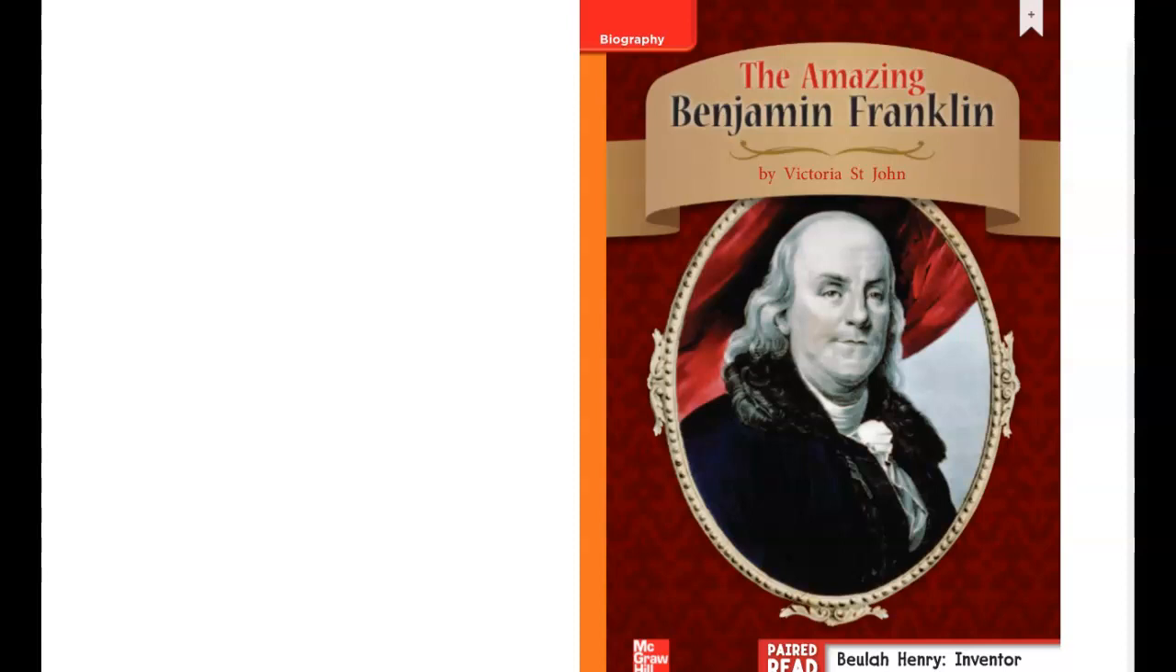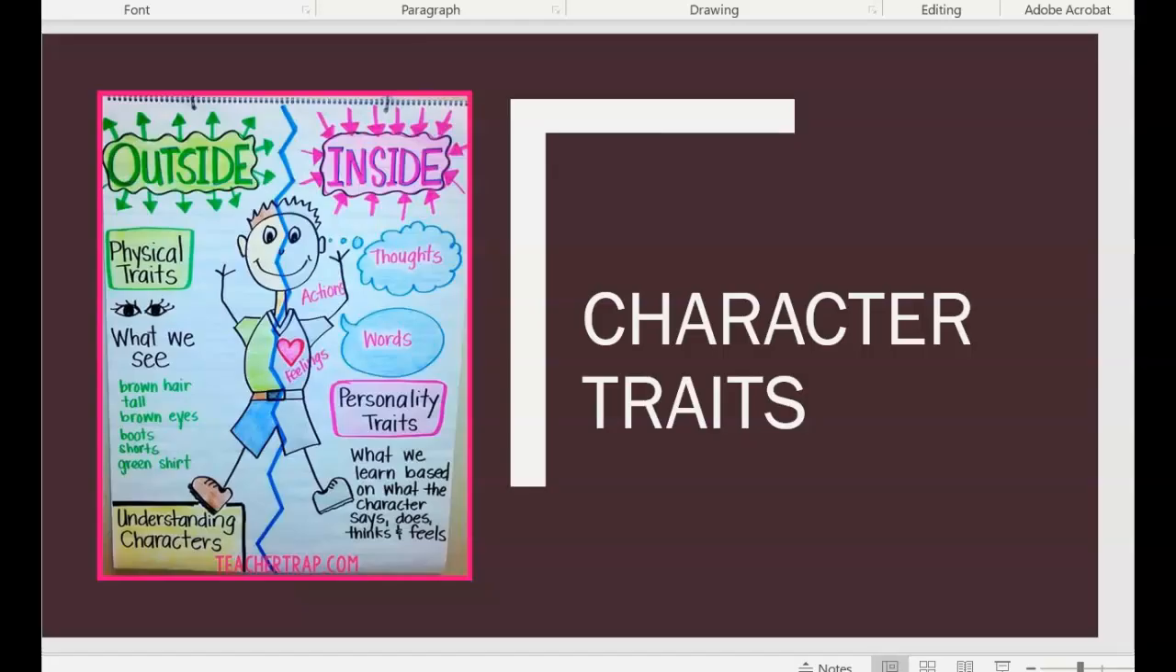So before we move on, let's review about last week and the week before. We were learning about character traits. Character traits, boys and girls, are how we can describe the character. There are physical traits. These traits are what we see. So it's almost like what's on the outside. Brown hair, tall, brown eyes, boots, shorts, green shirt. These are physical traits on how we can describe a character.